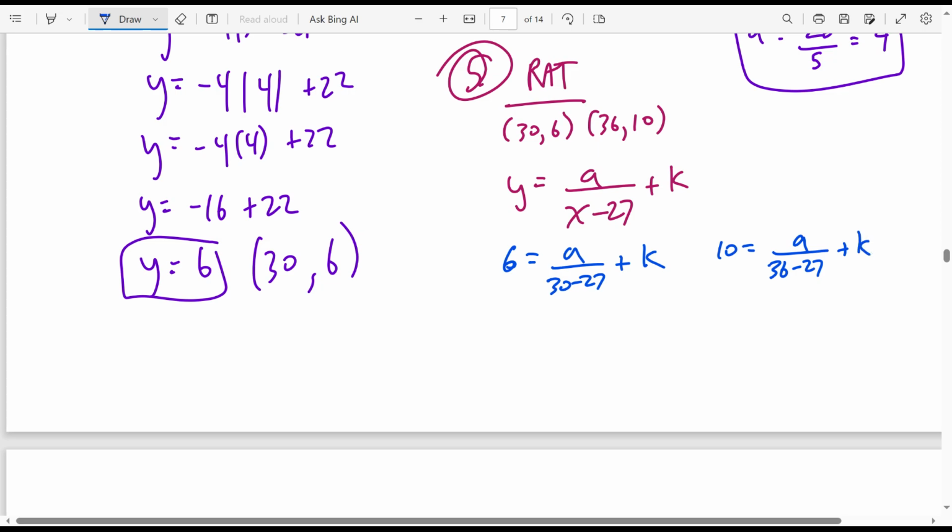So I'm just going to simplify this and isolate for k. So 6 is equal to a over 3 plus k. 10 is equal to a over 3 plus k. And then I'm going to bring the whole thing over to the other side. So k will be equal to 6 minus 8a over 3. Sorry, my a's look like 9s.